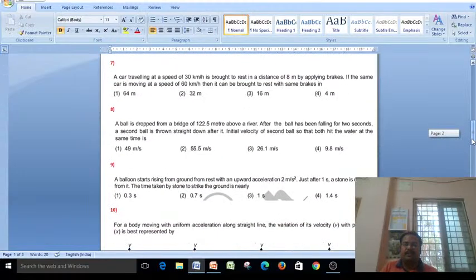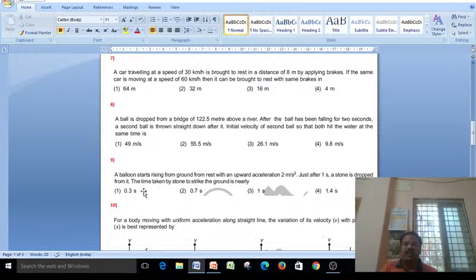Let us try to check the next one. A balloon starts rising from ground. 9th question. The balloon starts rising from ground from rest with an upward acceleration of 2 meters per second square. Just after 1 second, a stone is dropped from it. The time taken by the stone to strike the ground is nearly?